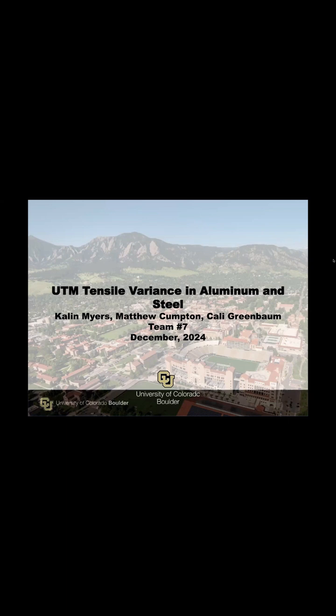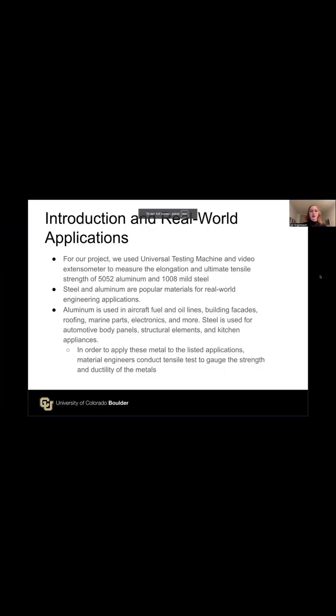How's it going? We're Team 7, and today we will be comparing the variance in aluminum and steel. I'm Matthew Compton. I'm Callie Greenbaum. And I'm Kaylin Myers. For this project, we use the Universal Testing Machine and Video Extensometer to measure the elongation and ultimate tensile strength of 5052 aluminum and 1008 mild steel.